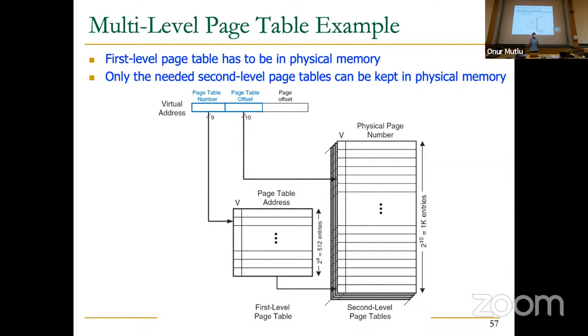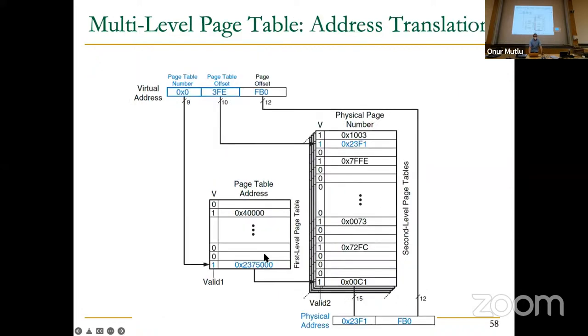So only the translations that you have accessed, I should say it more carefully: only the page tables that house the translations that you need have to be brought into physical memory, plus, of course, the first level page table. So that's the good part.